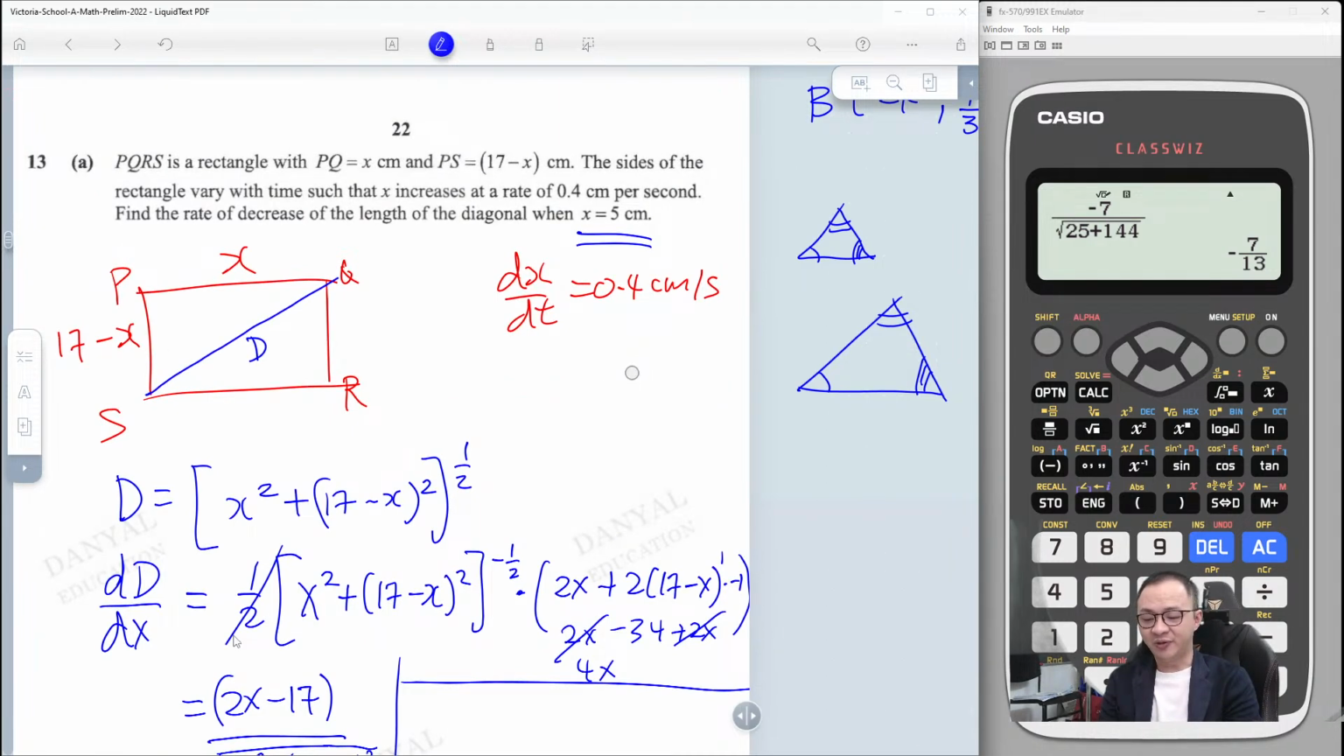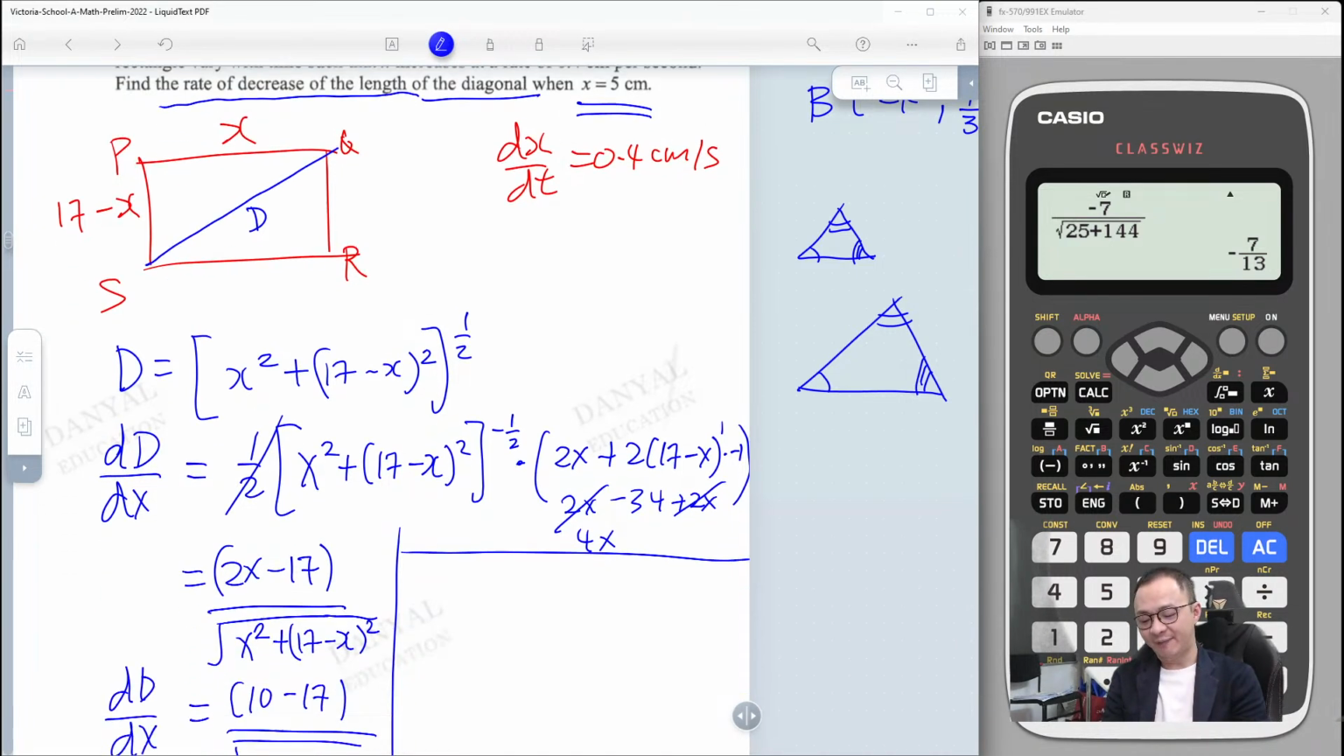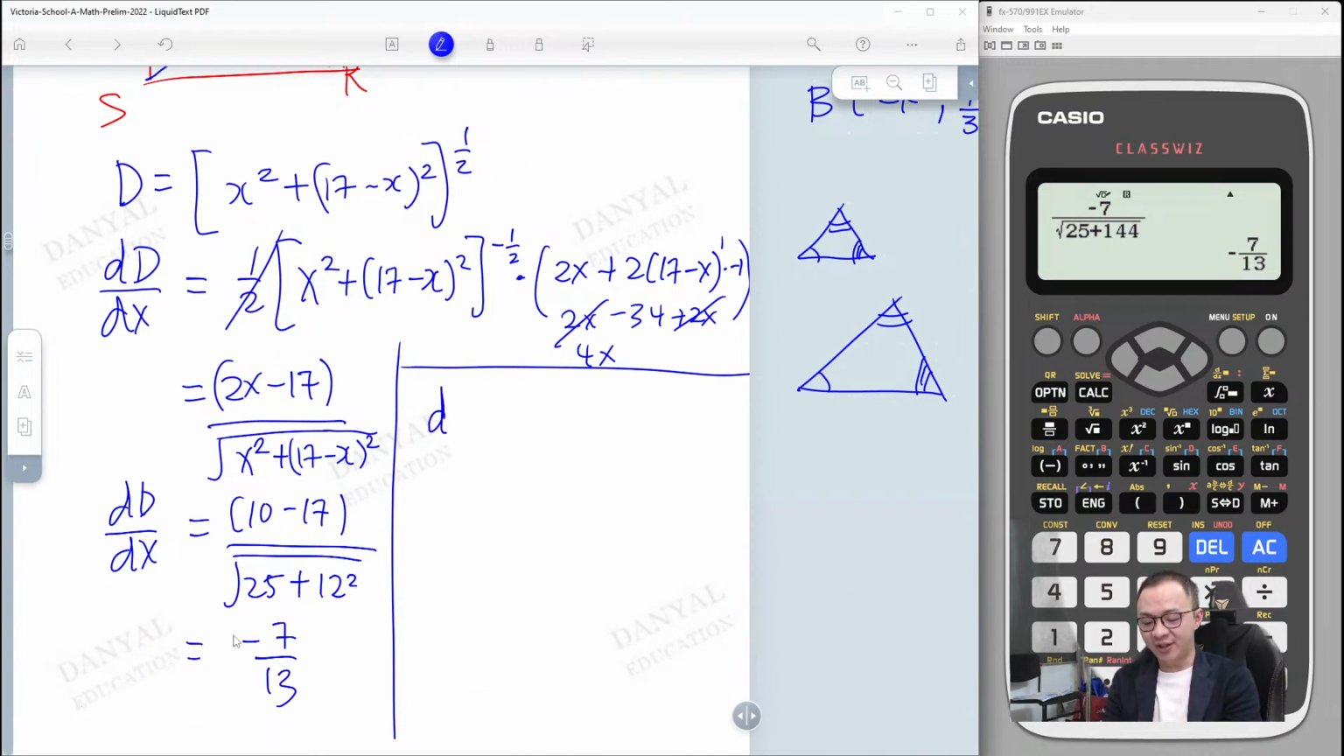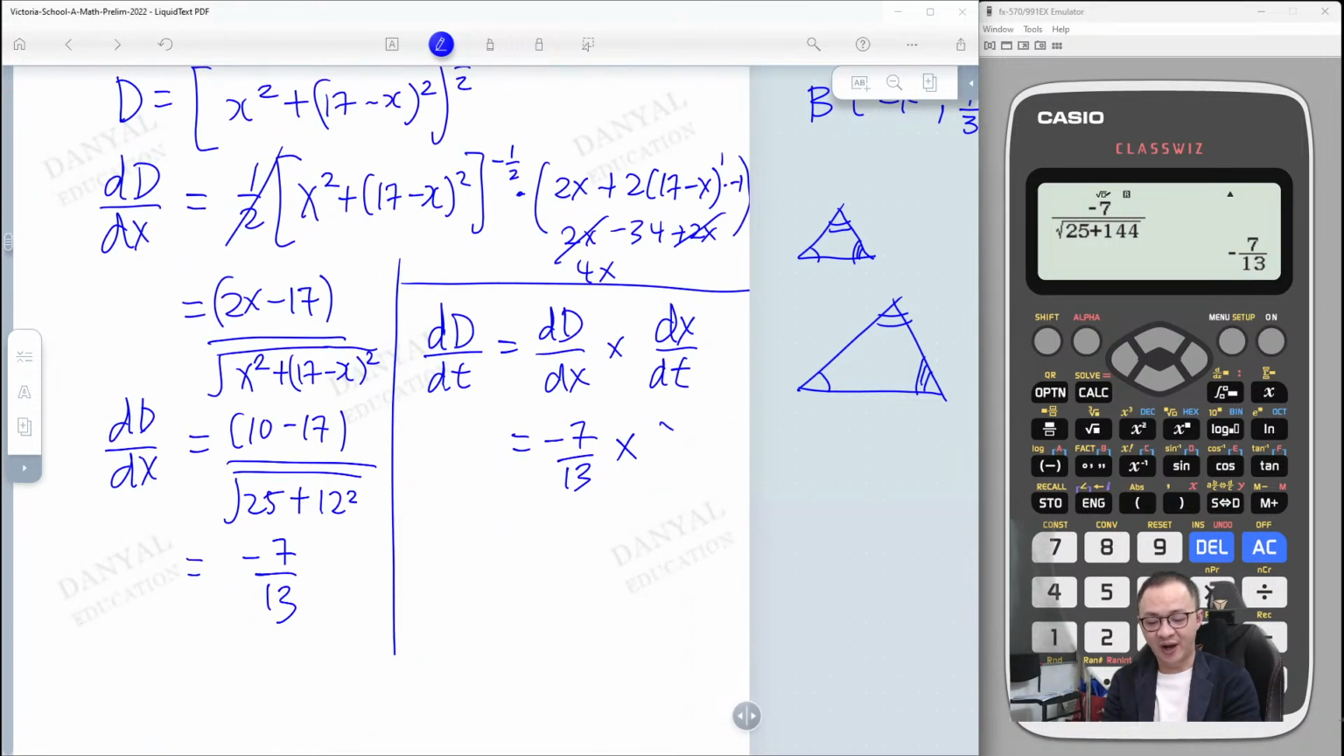What does the question want to find in the whole question? They ask us to find the rate of decrease of the length of the diagonal. So the diagonal is capital D, right? So they want to find the rate of decrease, which is dD/dt. Chain rule tells me it is dD/dx multiply dx/dt, which is negative 7 over 13 multiply this one, 0.4, which is 2 over 5 lah. So it's negative 14 over 65 lah.